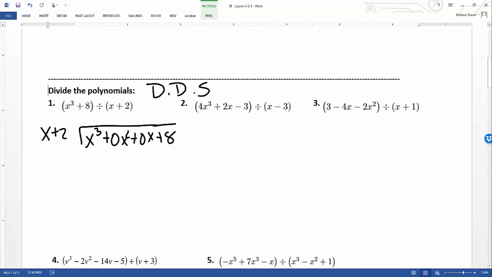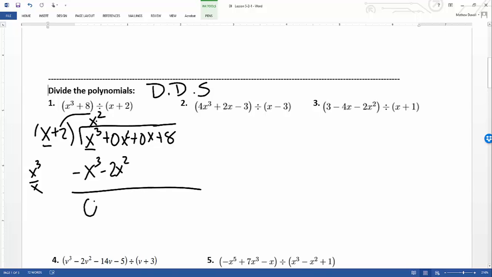Divide, distribute, subtract. So you always divide the leading terms. So x cubed over x, that's x squared. Then you distribute that with what you have here. So x squared times x is x cubed. X squared times 2 is 2x squared. As you can see, that's the reason why we needed that placeholder for the x squareds. Now I have a place to put my x squareds. And the last is subtract, so we switch the signs.